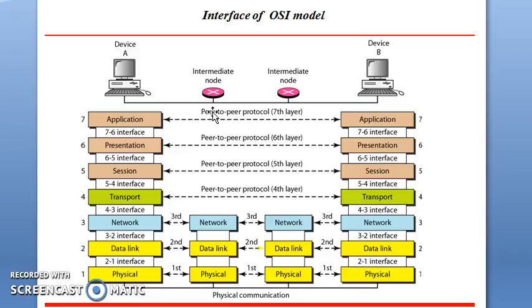This slide shows the interface of an OSI model. In this model, two devices are communicating with the help of an intermediate node. Between the application layer and presentation layer, as you see, there is an interface. Similarly, the same interface has been observed in all the layers. If you see carefully, each computer has the 7-layer OSI reference model. But in case of intermediate nodes, which can be a router, only 3 layers are associated with it, which are physical, data link, and network.